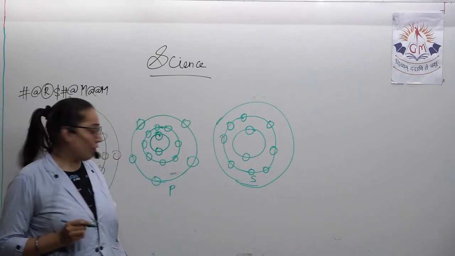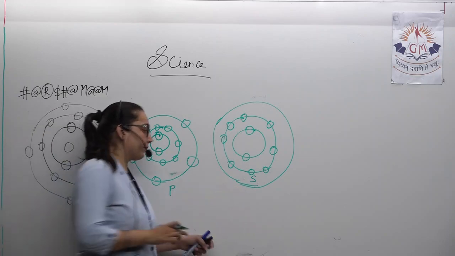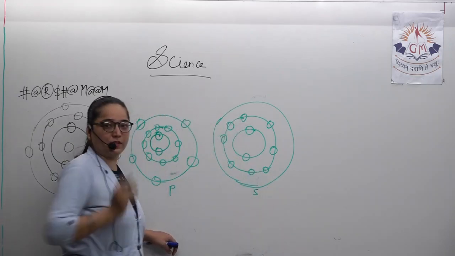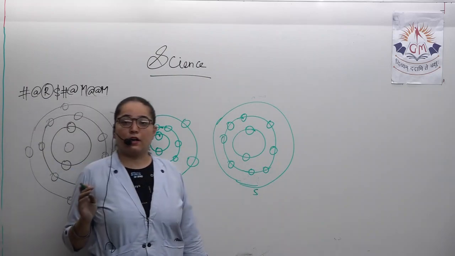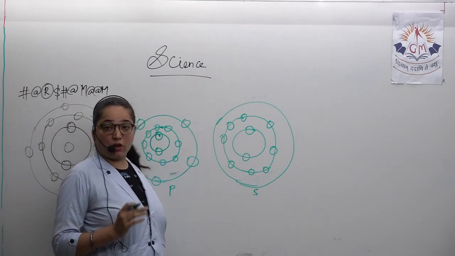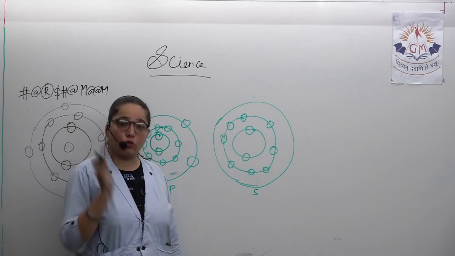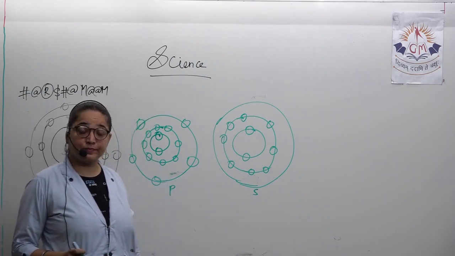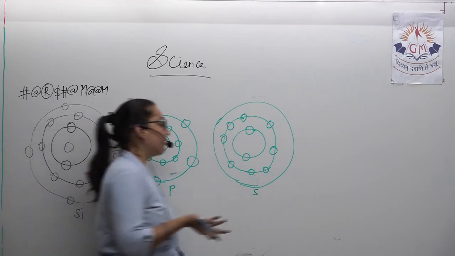Sulfur. What is the atomic number of sulfur? The atomic number of sulfur is 16. So what will be its electronic configuration? First 2, then 8, and then how many? 6.